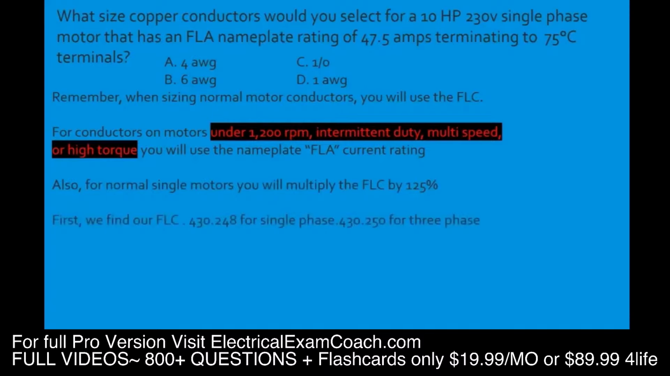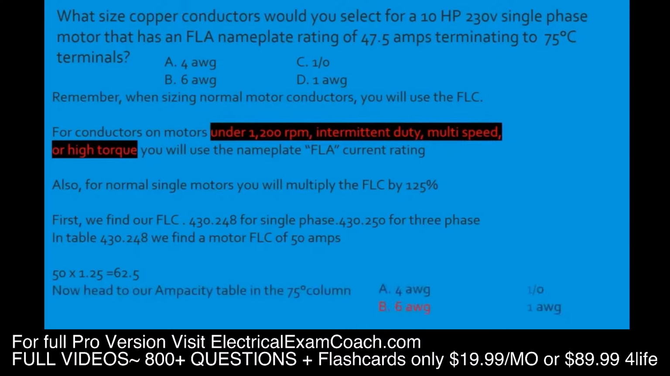So first we go to our single phase table of 430.248. Starting on the left-hand side, we're going to choose our respective horsepower. Then we're going to come over and tee off with our voltage. Our FLC is 50 amps. Now we take that FLC and multiply it by 125%. That's going to give us 62.5 amps. Now we head to our primary ampacity table in the 75° C column, and we're going to select a 6-gauge wire.